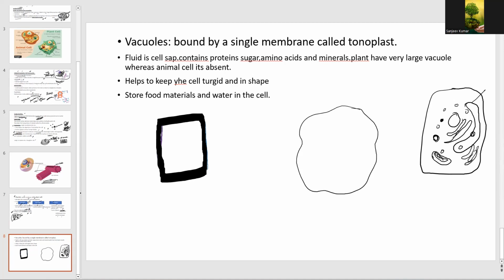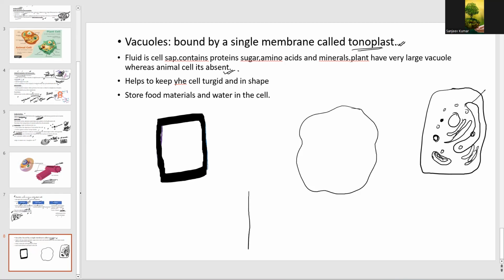The plant cell usually consists of a single membrane-bound vacuole, the membrane of which is called tonoplast. It is fluid filled, which is called cell sap, and consists of different proteins, sugars, amino acids, and minerals. Plants have a very large vacuole, whereas in animal cells it is absent. So one difference has come up.